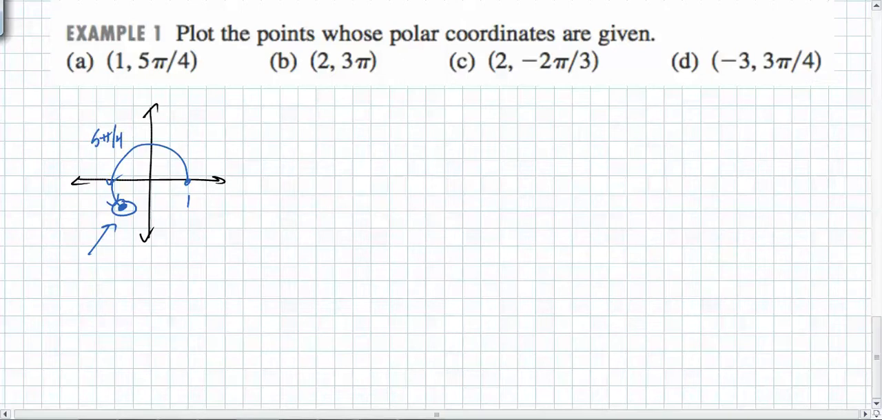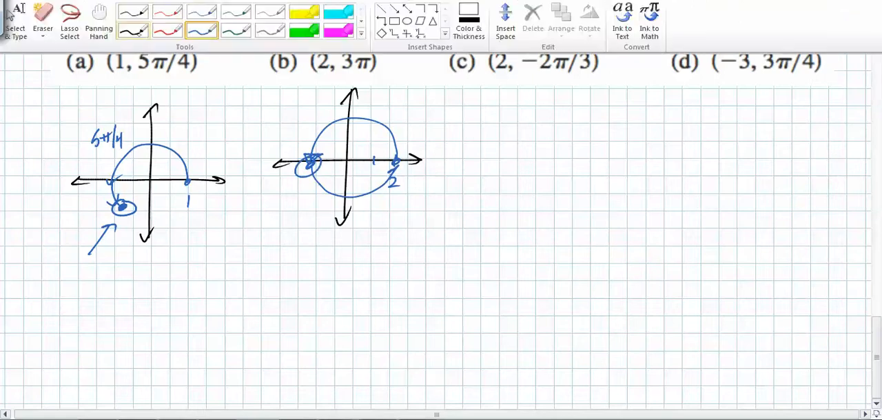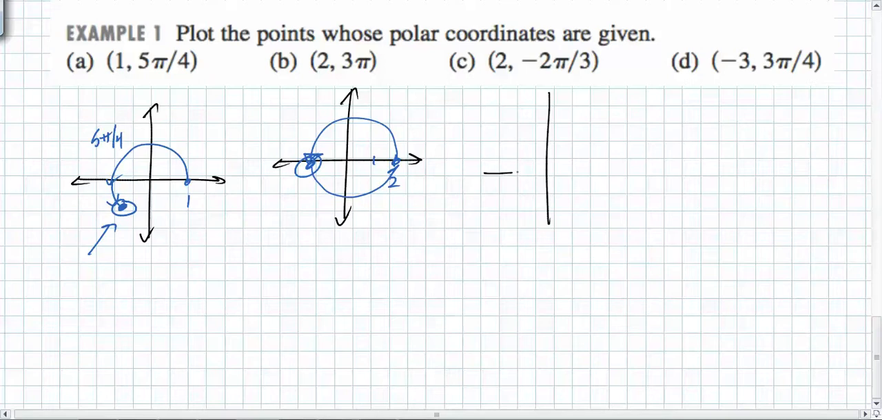2 comma 3 pi. What's that one going to be? You go out 2 instead. So let's go out 2. Let's just call that one 2. And what's 3 pi? Well, all the way around is 2 pi, so how much more do you go? So you've gone all the way around, and you've gone back to here. So there's your point.